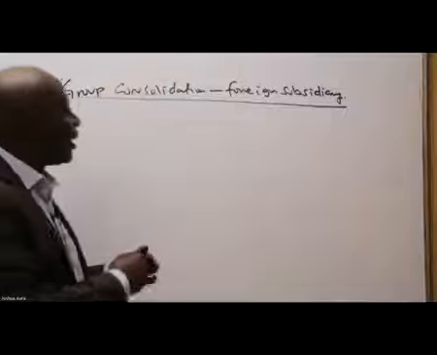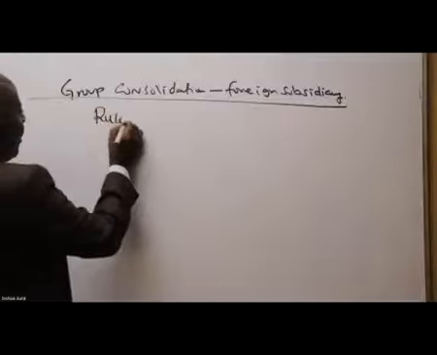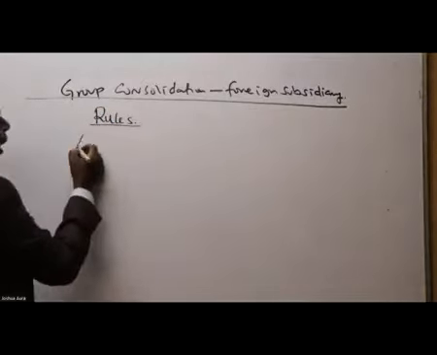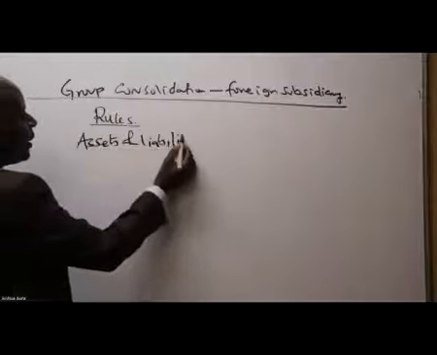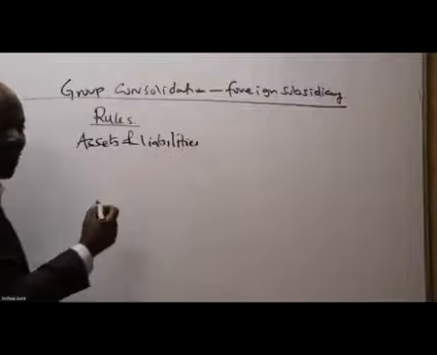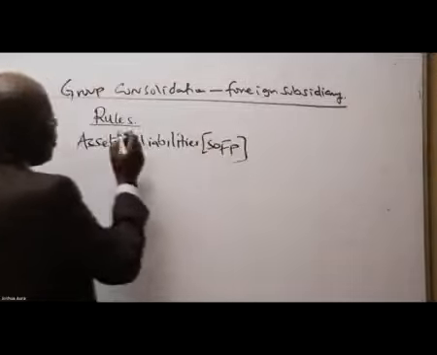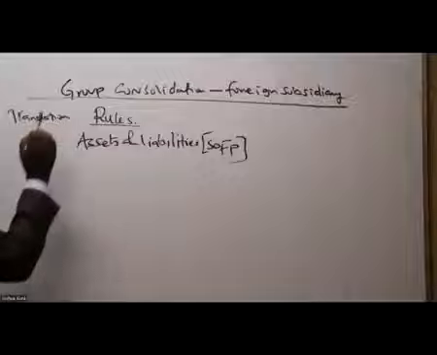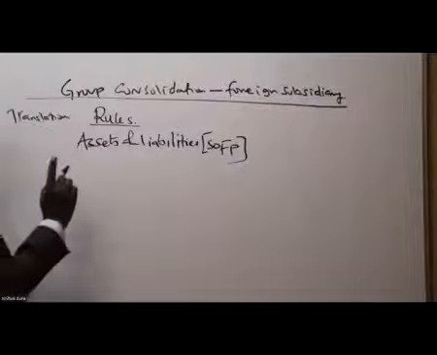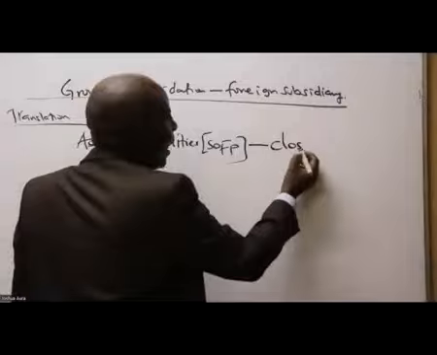Now, when we are translating, what rules are we supposed to remember? Basic rules. The basic rule is that assets and liabilities, where are these found? These are found in the statement of financial position. Remember, these are rules of translation. So translation rules: assets and liabilities, we shall always be translating them at the closing rate.